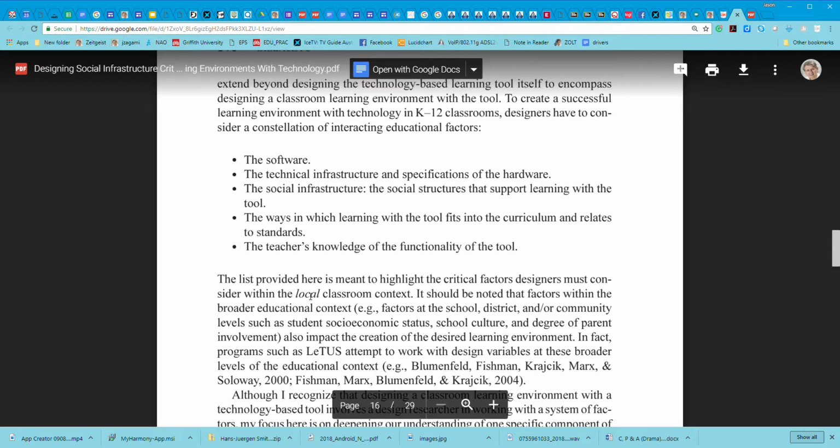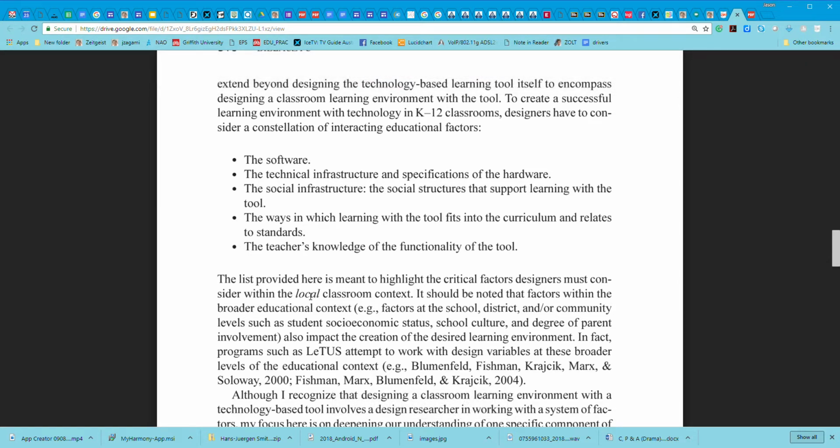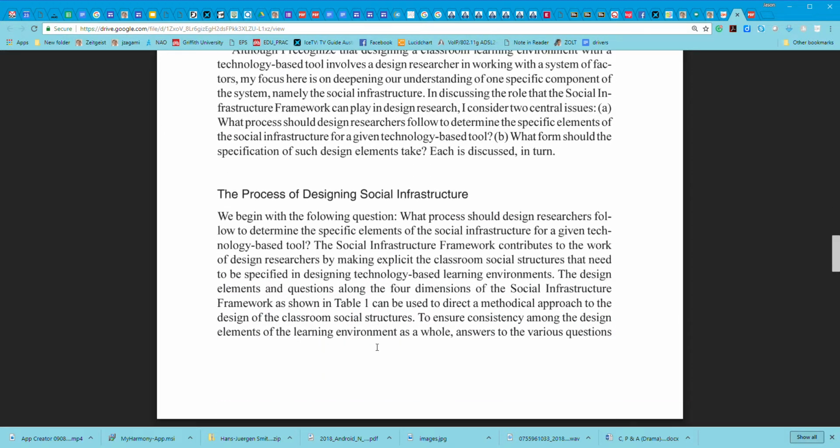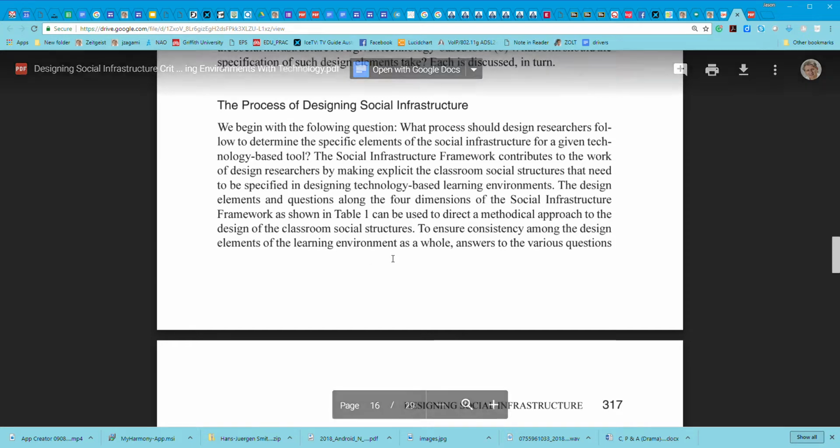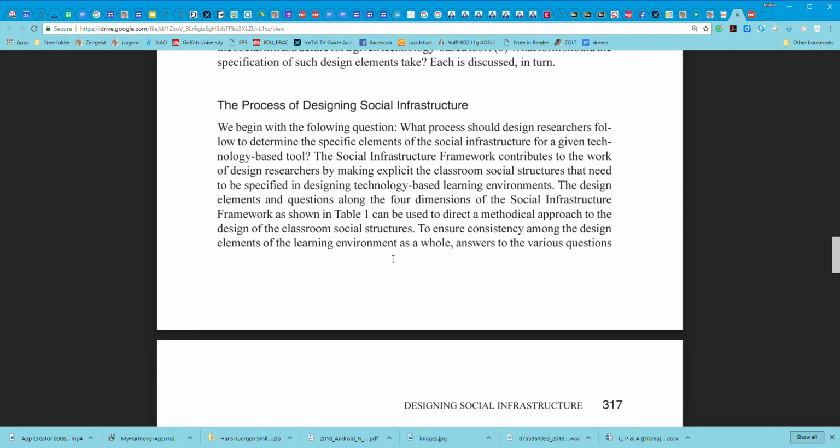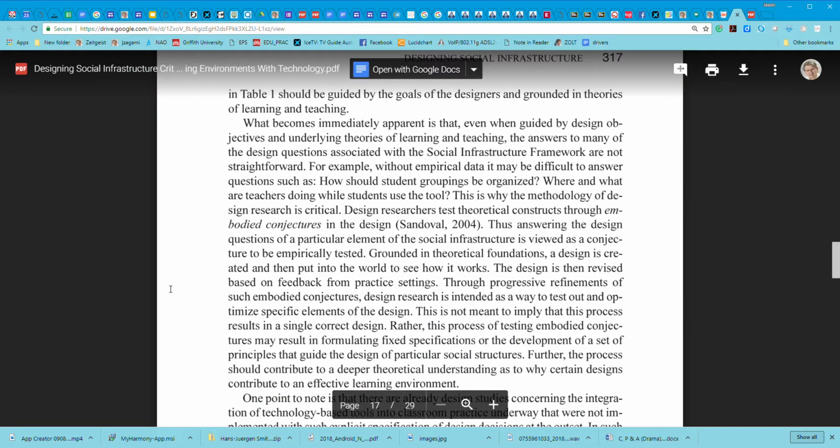And the study came up with these as the main factors influencing K-12 education. The software that was being used, the technical infrastructure, the social infrastructure, the ways in which the learning tools fit into the curriculum and the standards involved in that curriculum, and the teacher's knowledge of how to use the technologies. So while they started off with quite a complex socio-cultural framework, it then came down to some very practical factors that they saw being the most influential in the classroom context. So how do you go about establishing a social infrastructure for your learning organisation is what the paper then concludes with. So if you were going to consider these factors as part of your own change that you wanted to see in a learning organisation, there's various things to consider that they then go through.